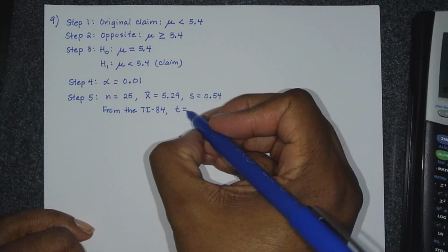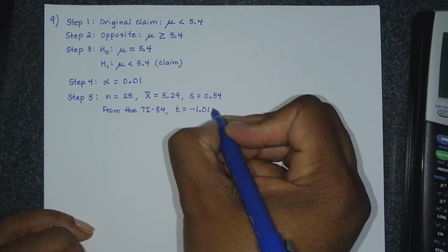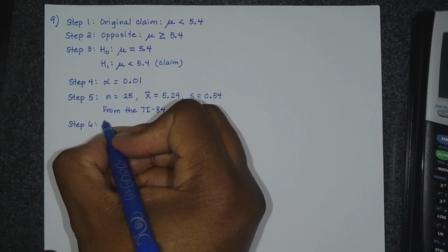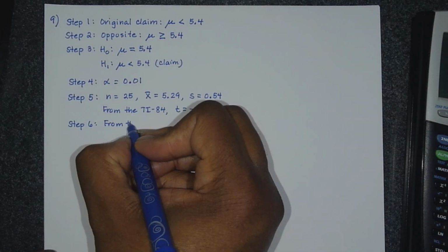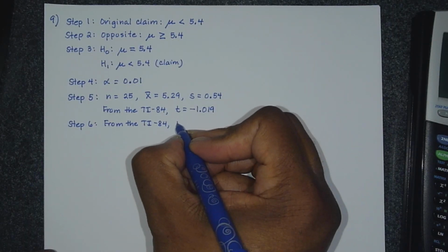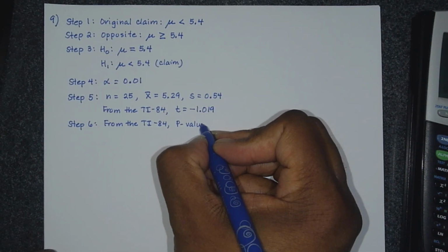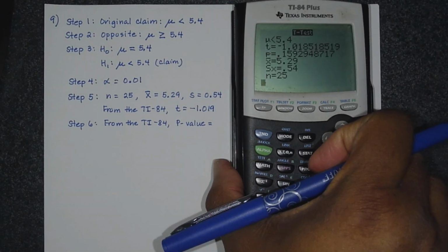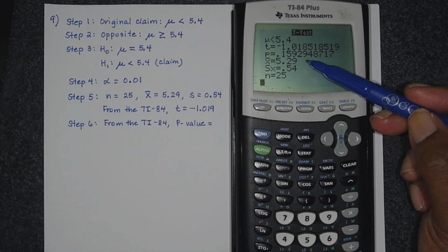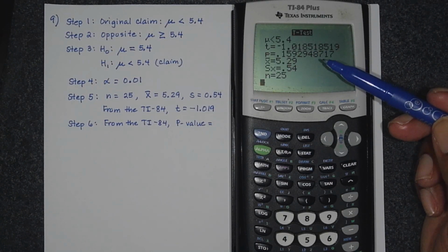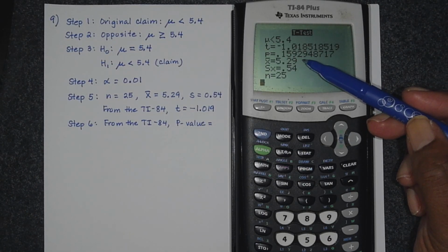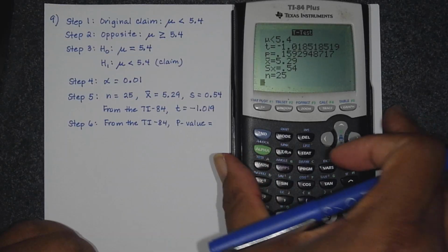Right. So your t will be negative 1.019. And step number 6, also from the TI-84, your p-value, that's the decimal value underneath the t. So here's your p-value. Let's say I want that to, let's say, 4 decimal places. What's your p-value there? 0.1593.